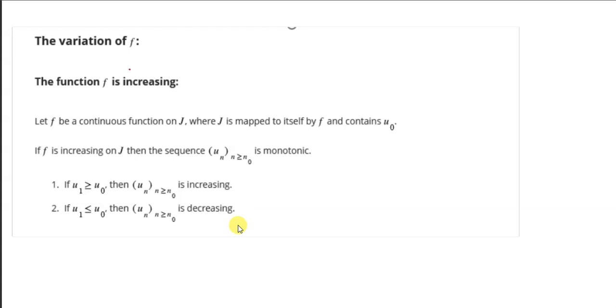So if we go to the variation of the function f, we see here different types. Of course, the function f can be increasing or decreasing. Here we are talking about the interval j, which is mapped to itself. So we are not looking at the variation of the function on its whole domain, but we focus only on j, the interval that contains all the elements of the sequence. So if the function f is increasing on j, it means that the sequence is monotonic.